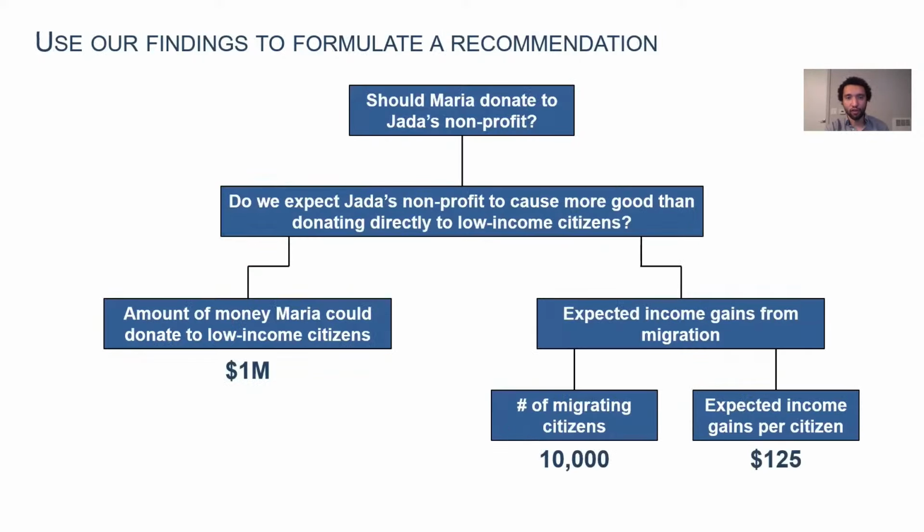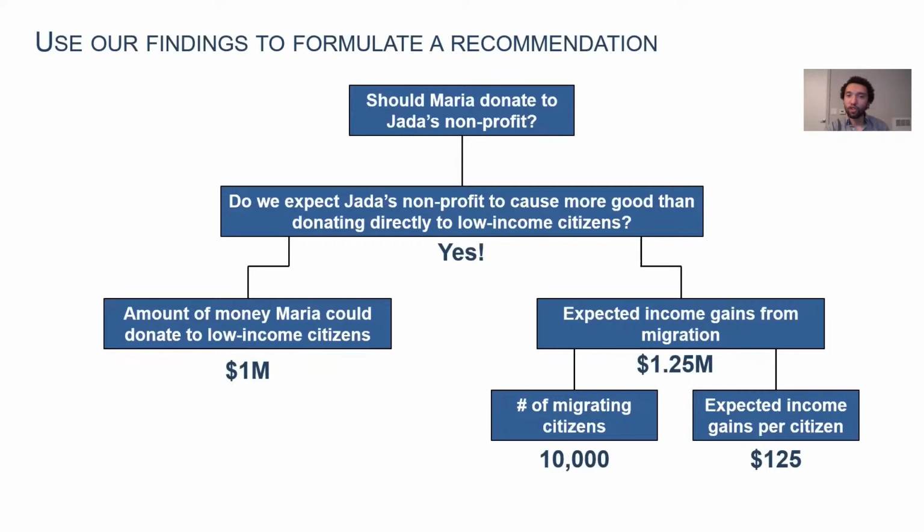Returning to our overall calculation, it's now straightforward to solve the problem because we have the necessary components. We know that Maria's donation could fund seasonal migration for 10,000 citizens, and we're assuming that each citizen would gain $125 in net income. If we multiply those 2 numbers together, we get 1.25 million. Given the opportunity cost is Maria donating $1 million directly to low-income citizens, our current expectation is that it is worth it for Maria to fund Jada's nonprofit.